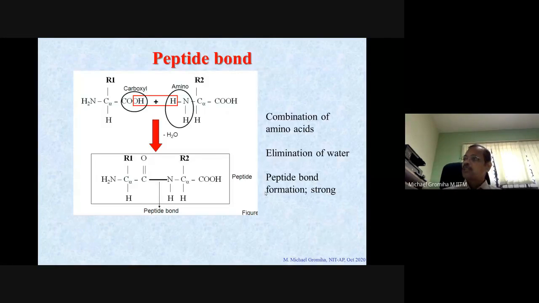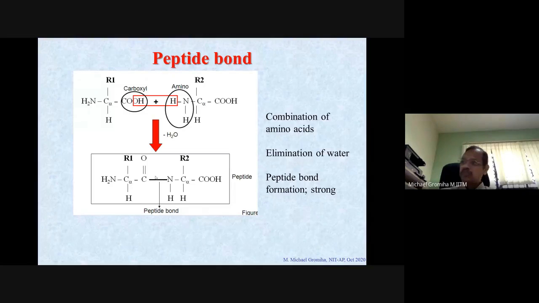So I'll tell you. If you see, this is the structure of an amino acid. Here is the amino group, here the carboxyl group, and we have hydrogen here, and the R1, this is your side chain. Here this is amino acid 2. They are combined together by the elimination of a water molecule, right? The OH and the hydrogen. So by elimination of a water molecule, they form a bond. This bond is called a peptide bond, right?